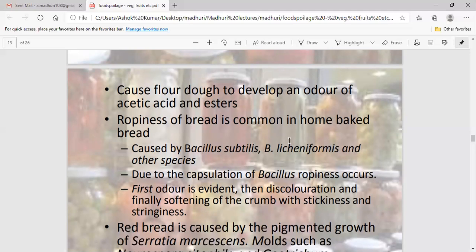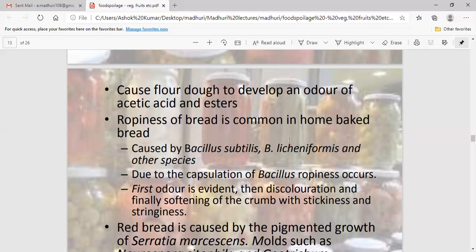So ropiness of bread is common in home baked bread. This ropiness is due to capsulation of Bacillus, meaning the capsule present around the Bacillus is a slimy substance. Due to this capsule, the ropiness can be seen. First an odor is evident, then discoloration, and finally softening of the crumb with stickiness and stringiness can be seen. Means the smell will be different, then the color will also change, and finally softening of the crumb with stickiness and stringiness can be seen.